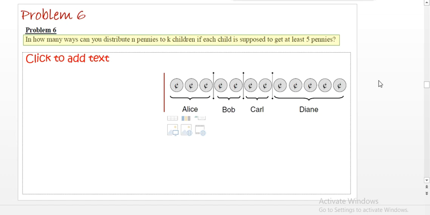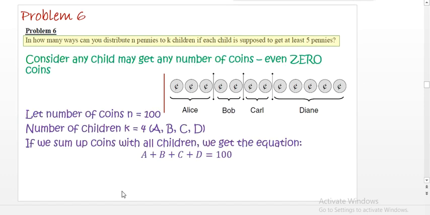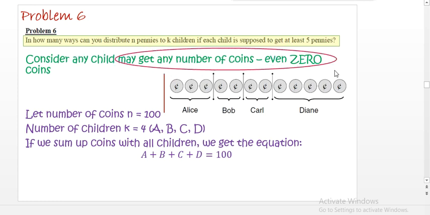We solved this problem in class in a different way, but we can solve it just using this equation-solving way. First of all, consider that any child may get any number of coins, even 0 coins. So first let's try to solve this problem, and after that we will come back to the at least 5 pennies problem later.